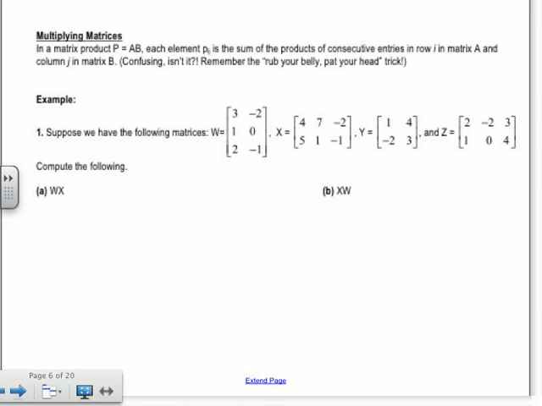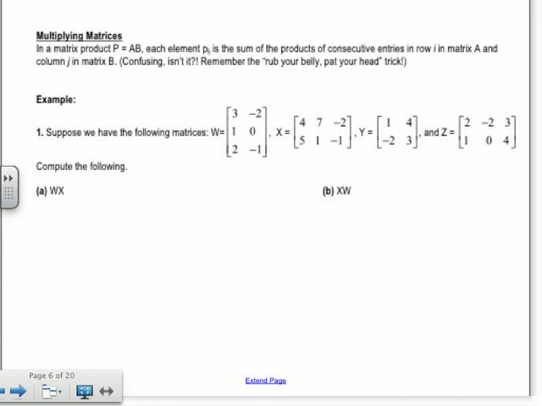Okay, so it says in a matrix product, P equals A times B. Each element P_ij is the sum of the products of the consecutive entries in row i in matrix A and column j in matrix B. Okay, confusing. That's why we do the little hand trick. So just remember this method that we just talked about.